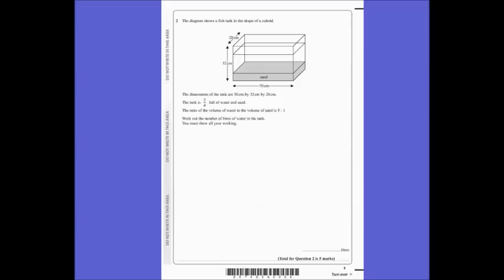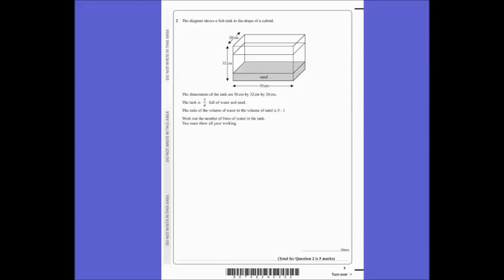Question 2. The diagram shows a fish tank in the shape of a cuboid. The dimensions of the cuboid are 50 by 32 by 20. The tank is 3/4 full of water and sand. The ratio of the volume of water to the volume of sand is 5 to 1. Work out the number of litres of water in the tank.